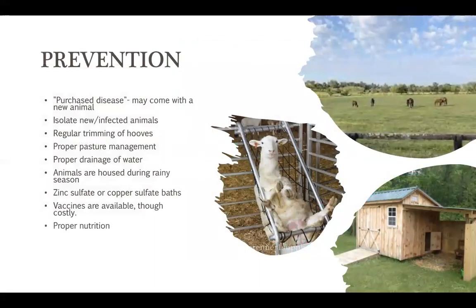So with the prevention of this, we do want to practice proper pasture management. So again, cleaning the manure whenever possible. We're making sure that water is being drained properly and not causing those muddy conditions. When it is raining outside, we are allowing the animals to go into a dry enclosure. And we also want to practice regular trimming of the hooves.